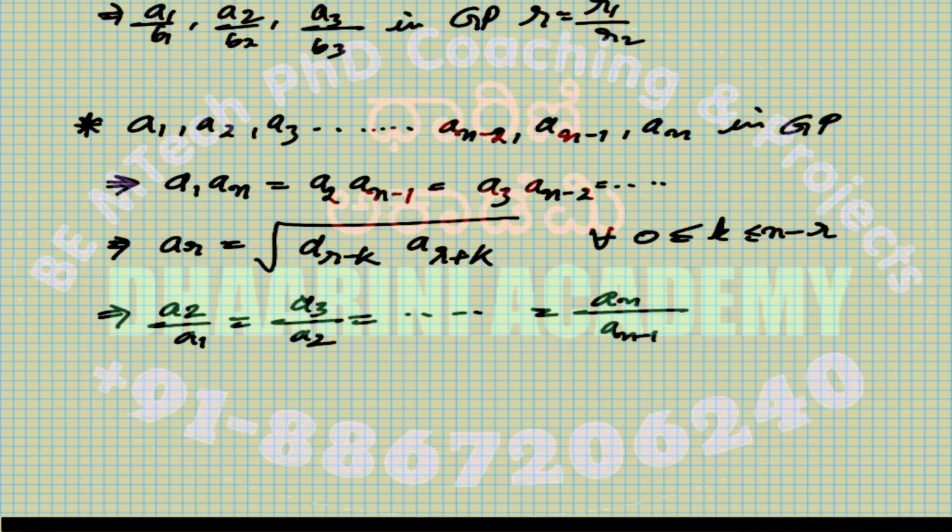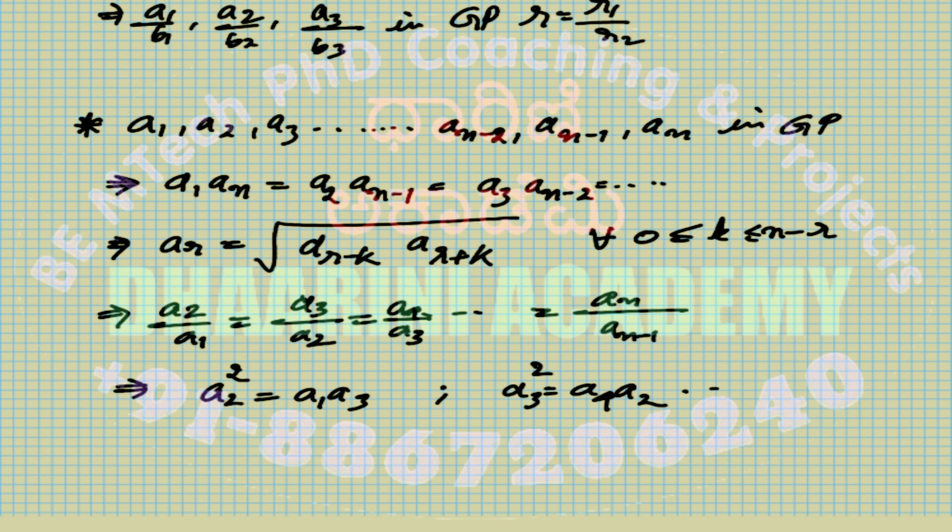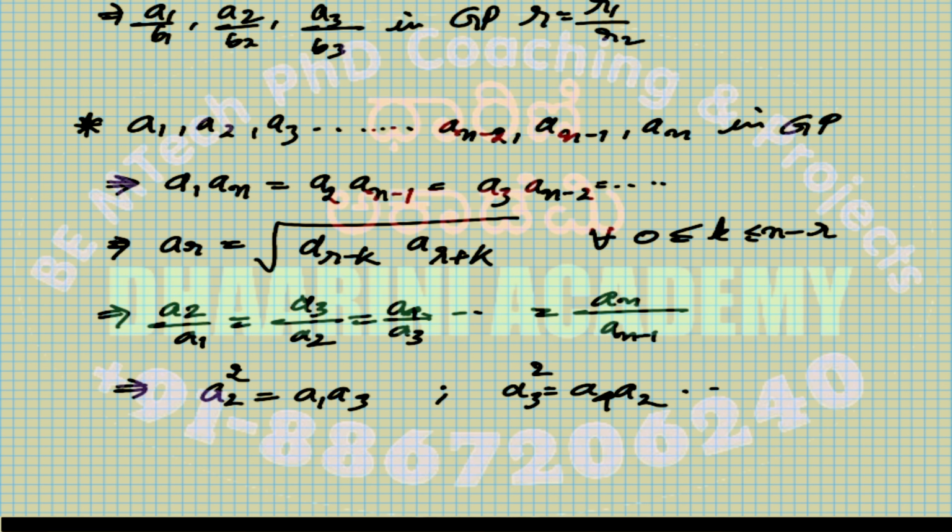I can try to write this. This actually implies I can derive something else, that is A2 square is equal to A1 A3. Or I can also write, maybe the next ratio would be A4 by A3. So if I try out, I can also write A3 square is equal to A4 A2, and so on. I can do this. Okay. So this is actually going to work for any term we want to.